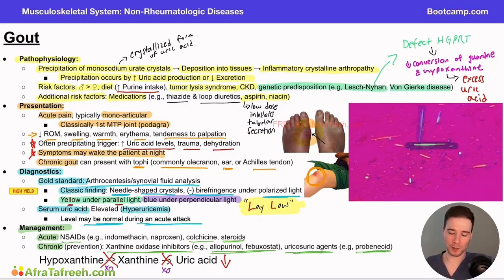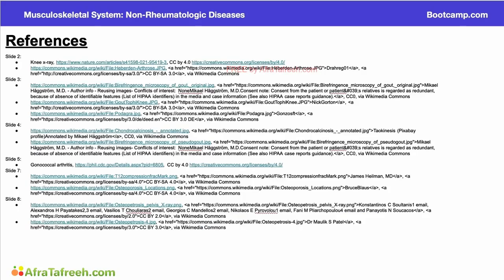When we talk about managing these patients, we're talking about symptom management here with NSAIDs, colchicine, or steroids. In patients who have chronic gout, right, recurrent attacks, or it's been going on for a long time, we can include some other medications that inhibit the xanthine oxidase enzyme or decrease the reabsorption of uric acid in the kidneys.